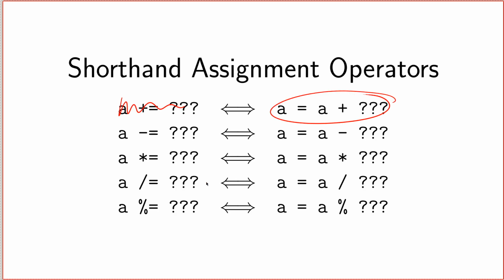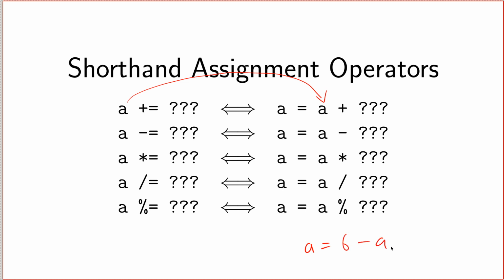And one quick note about these shorthand operators. The shorthand operator always corresponds to the case where, so A plus equals is always going to be a case where we have A equals A plus. The variable will always appear on the left-hand side of the operation. There is no shorthand for the opposite version. So for example, there is no shorthand for operations of the form A equals 6 minus A. We have to write that out in long form. But if I have a equals a minus 6, that is exactly equivalent to a minus equals 6.